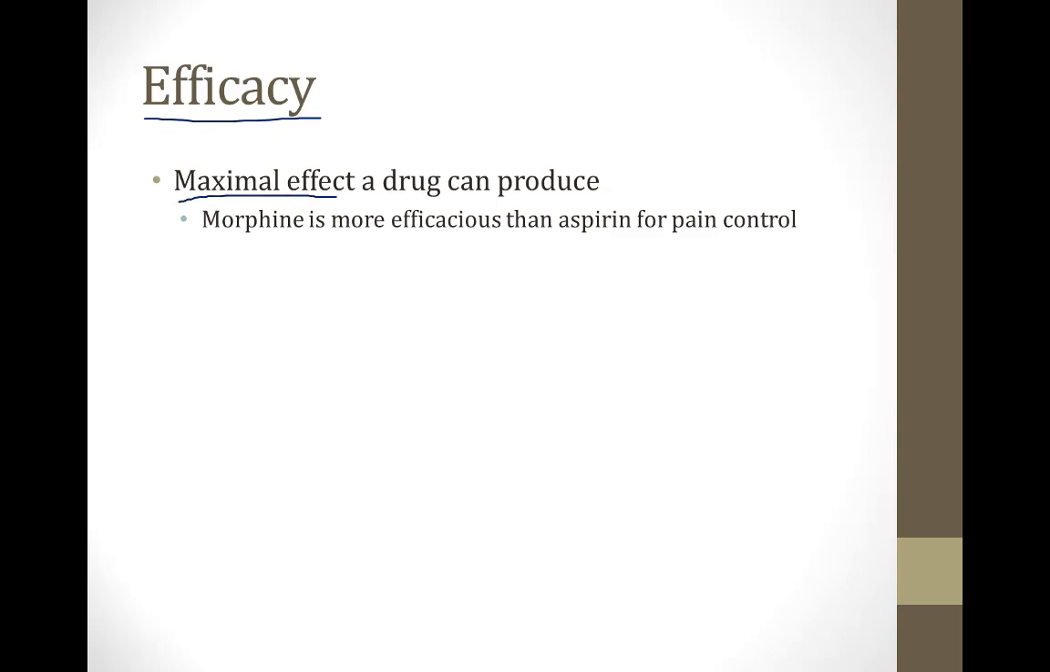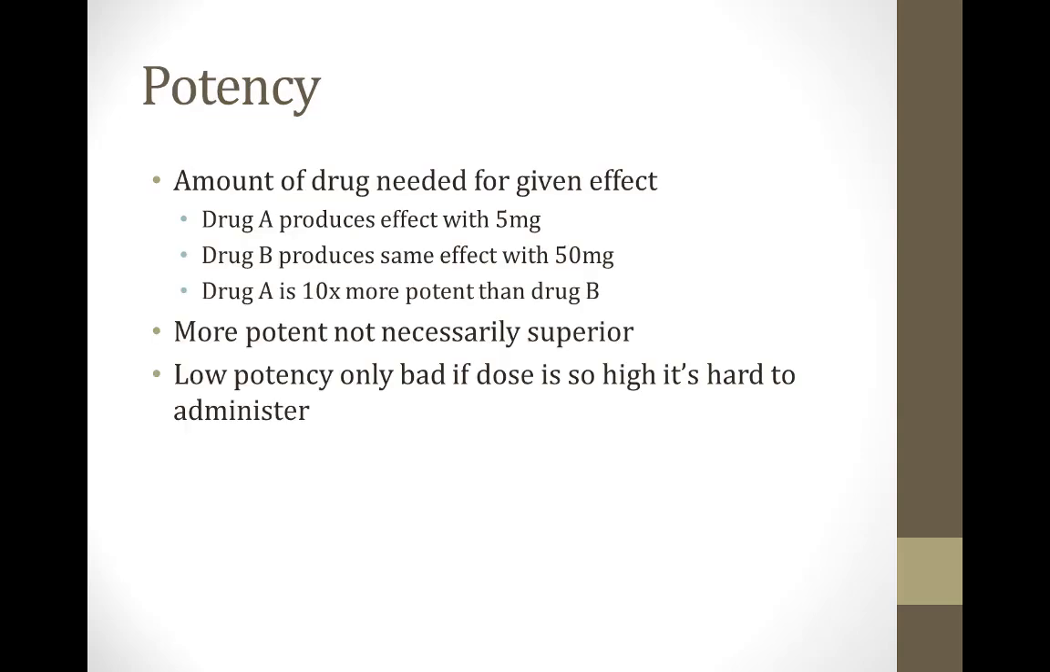And we can compare drugs in terms of efficacy. For example, you can imagine that morphine is more efficacious than aspirin for pain control. And that's because morphine is able to achieve greater pain control than aspirin can for most patients. The second important concept is called potency, and this is the amount of drug needed for a given effect.